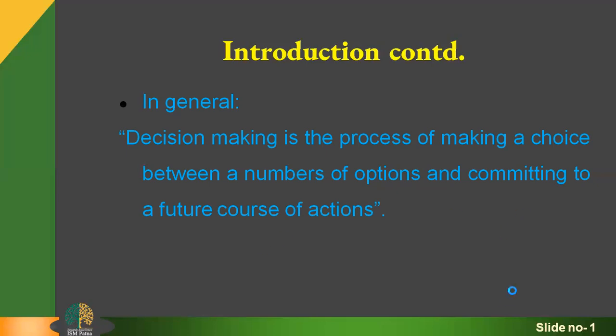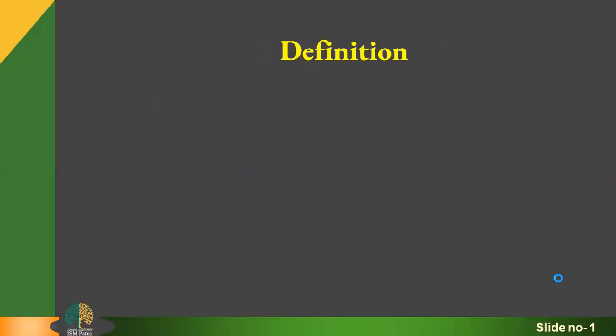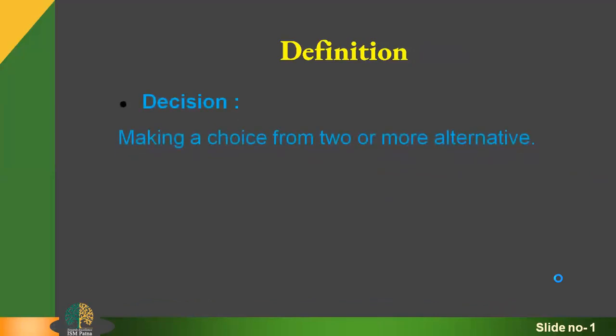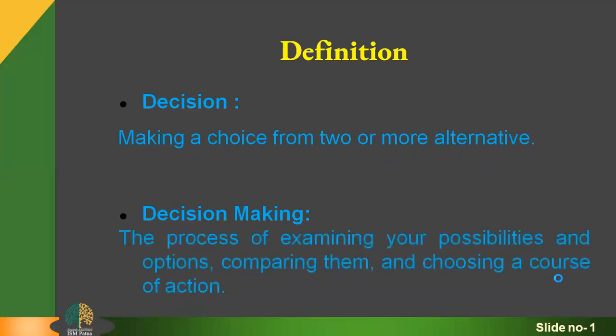And now from the choices, they will select a better choice, or they will select the appropriate alternative from several alternatives, so that the change can bring benefits. Okay. Now let's see how it can be defined. There are two things. One is decision and another is decision making.